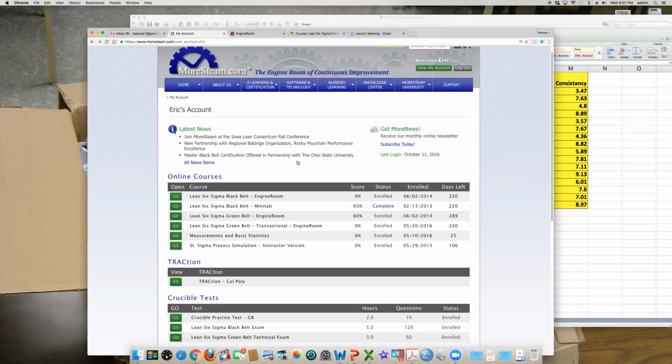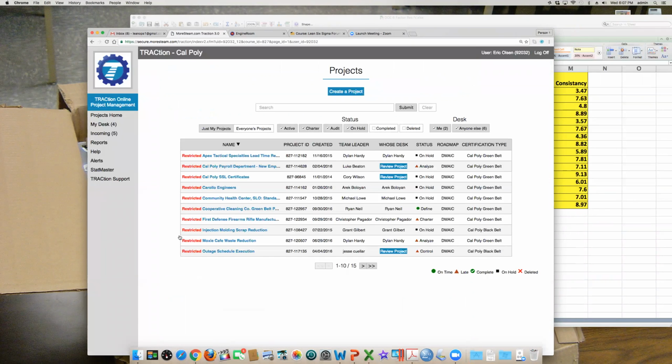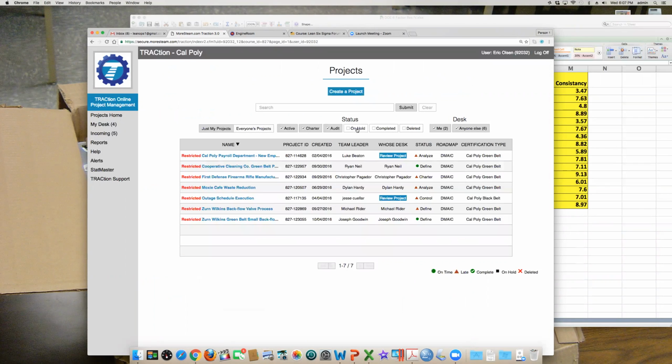Okay, so when you get enrolled in Traction, you can see a little instance of Traction on your MoreSteam products page. We're going to go in here. So these are some of the projects that I'm currently looking at. I'm going to turn off the on-hold ones. So these are a bunch of projects, and I think I've got one black belt project. Now I'm going to click on Jesse's project to show you what this looks like.